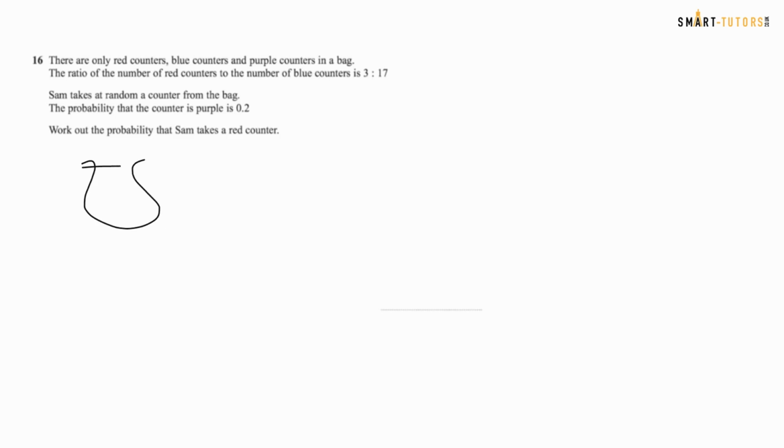So inside a bag, there are red counters, blue counters and purple counters. So the total probability of all three counters has to be 1. So the probability of taking a purple counter is 0.2. So if I take away 0.2 from 1, so 1 minus 0.2 is 0.8. So this is the probability of taking a blue or red.